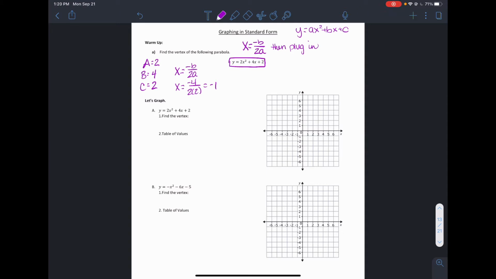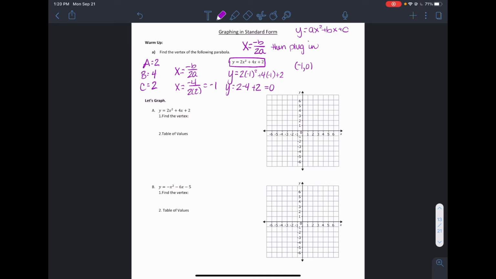Now to find the y value, I say y equals 2 times negative 1 squared plus 4 times negative 1 plus 2. So y equals 2 minus 4 plus 2. And 2 minus 4 is negative 2 plus 2 is 0. So my vertex is at negative 1, 0.